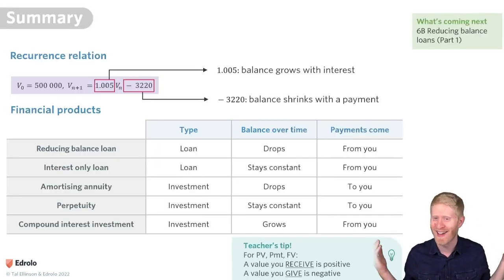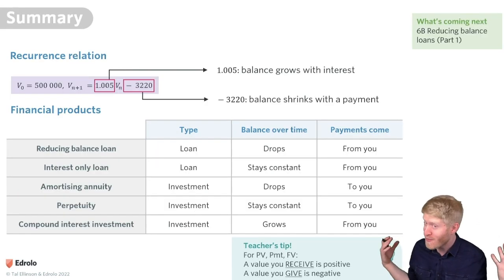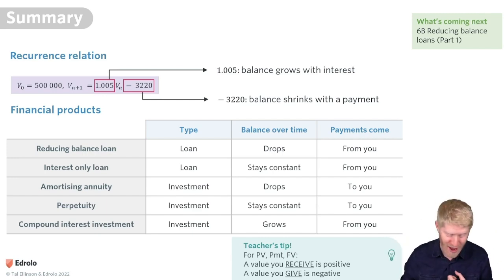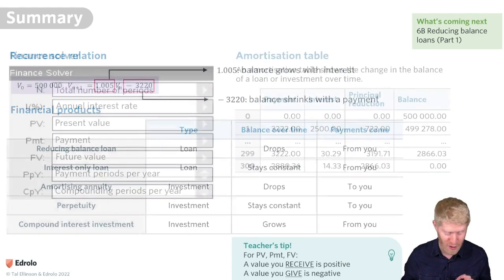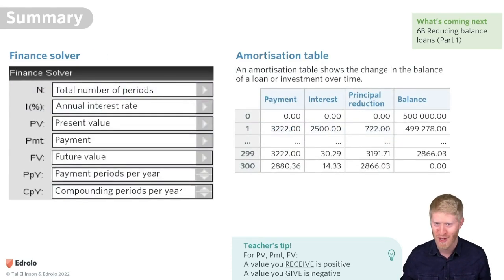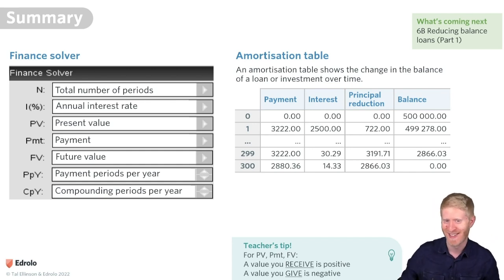All right, these are all the key ideas from today's lesson and pretty much all the key concepts you need for this entire chapter. We've got our recurrence relations, we've summarized the different types of financial products here, we've got our finance solver, and we've got our amortization tables. Take this knowledge, use it well. In our future lessons, we're going to do some more nuanced, more complicated examples, but we're going to apply these same principles again and again. I'll see you next time.